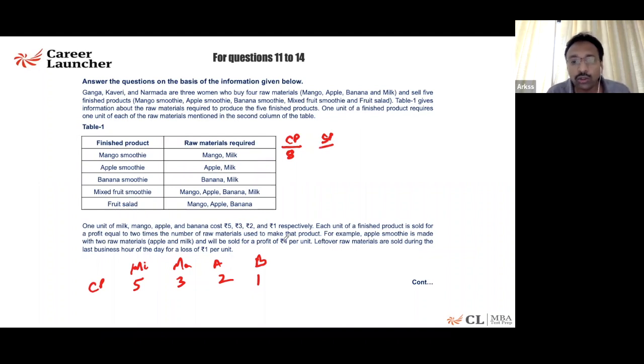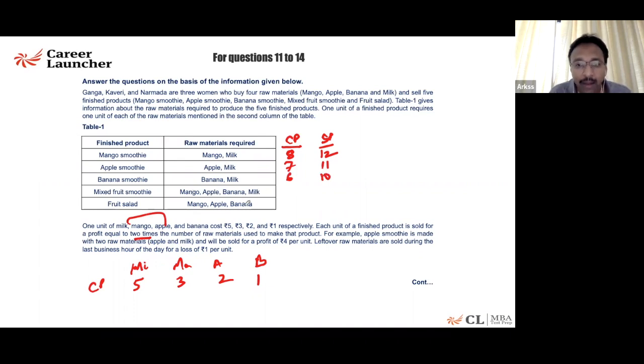2 times the number of raw materials. The number of raw materials is 2, 2 twos are 4. That means the selling price will be 12. Similarly, apple and milk is 2 plus 3, 7, plus 4, 11. Banana and milk is 1 plus 5, 6, plus 4 is 10.